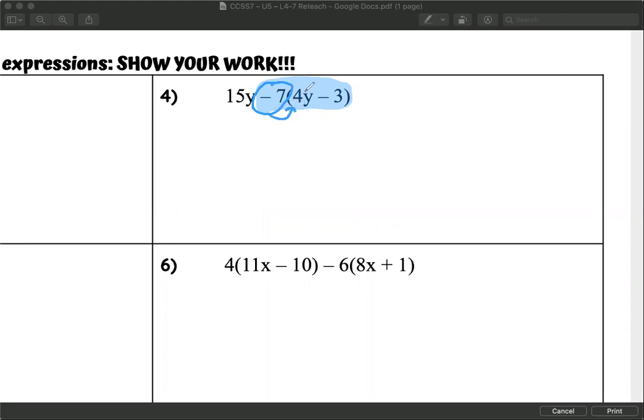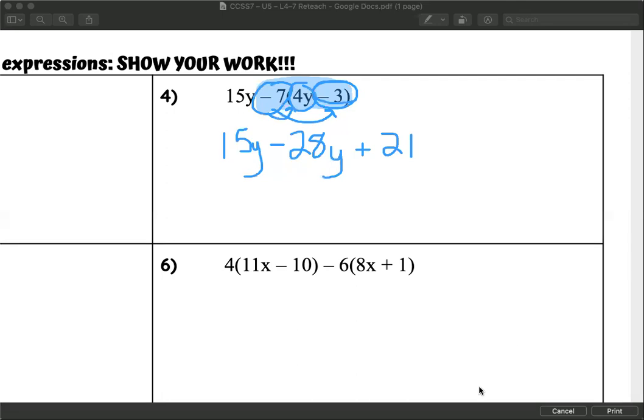I'm first distributing the negative 7 to positive 4y, which would be negative 28y, because a negative times a positive is a negative. Then I'd be distributing the negative 7 to a negative 3. Negative 7 times negative 3 is positive 21. And then bring down the 15y. That was step 1. Don't skip that step.